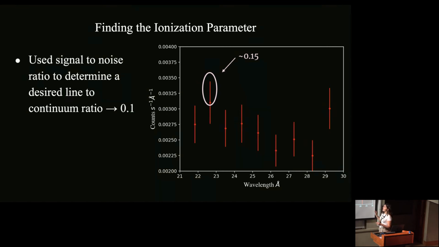In order to find that ionization parameter, we had to make certain assumptions and constraints. What we did was use our signal-to-noise ratio to determine a desired line-to-continuum ratio of 0.1. Here I am showing once again the same data that I showed before, but zoomed in. Our signal-to-noise ratio was approximately 0.15 for all of our different points. And if I get a line-to-continuum ratio of 0.1, that means that if I were to have those elements in my spectra, they can hide inside of my signal-to-noise ratio.